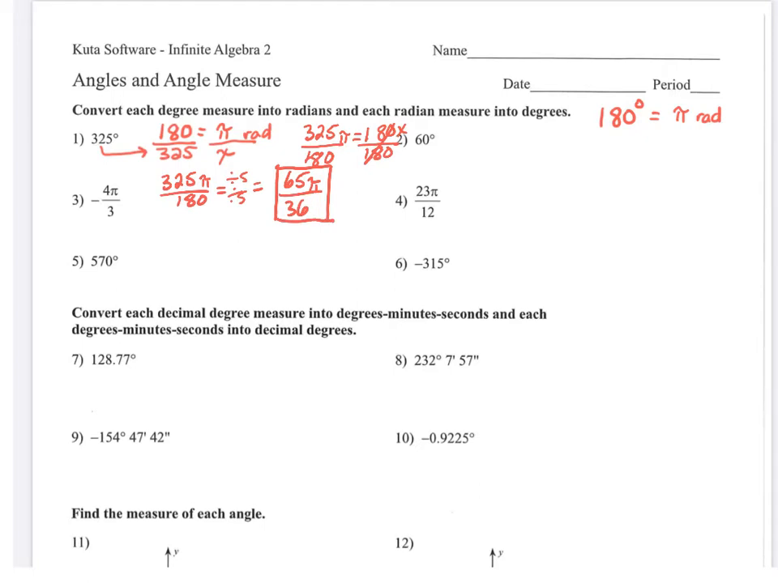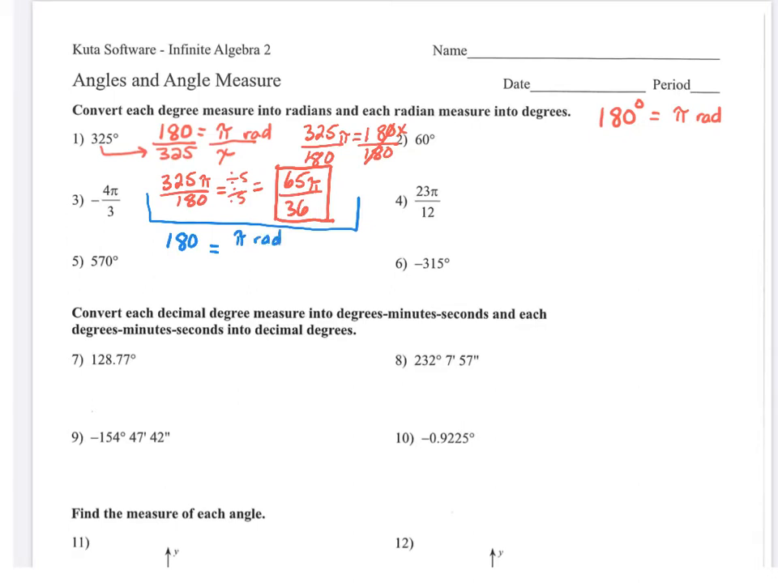Okay, number 3, let's look at that one. This one, we are already in radians. It's telling you that because it has a pi. It's interesting because this was a negative, which doesn't really change the conversion at all. It's just saying that we're going backwards from the x-axis. So let's do the same exact thing: 180 equals pi radians.